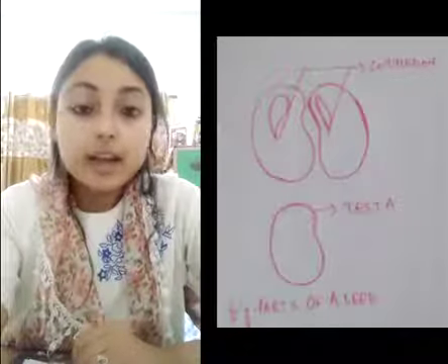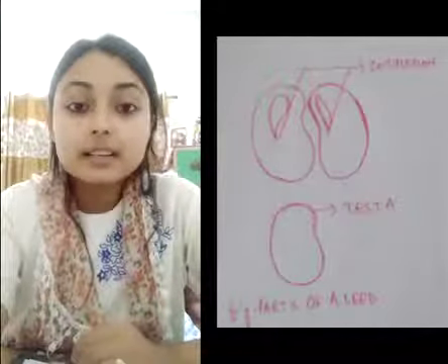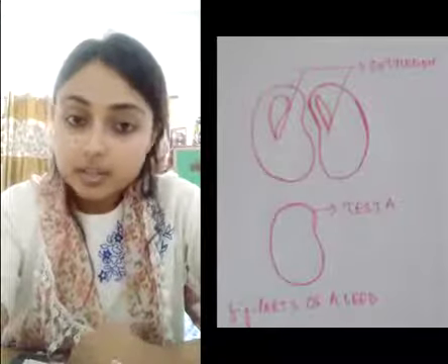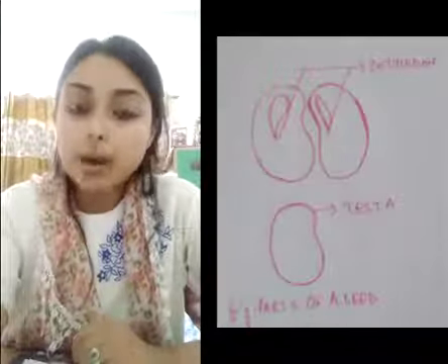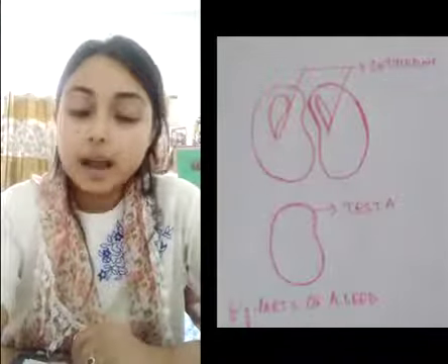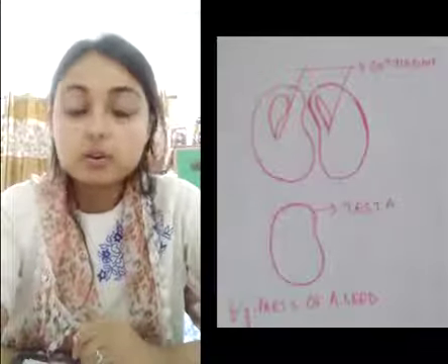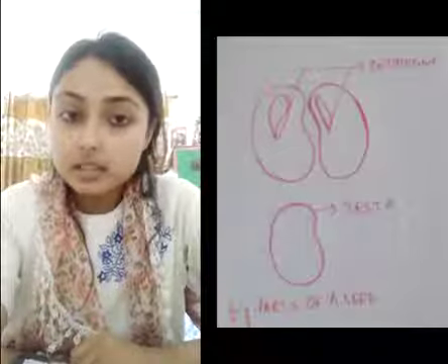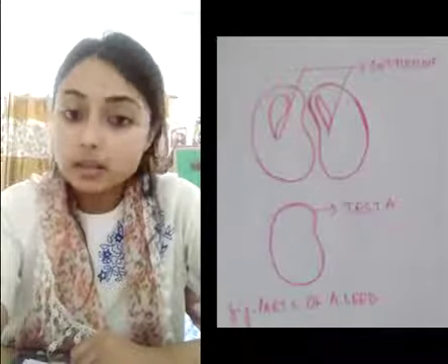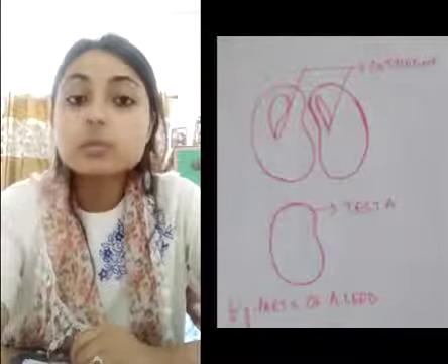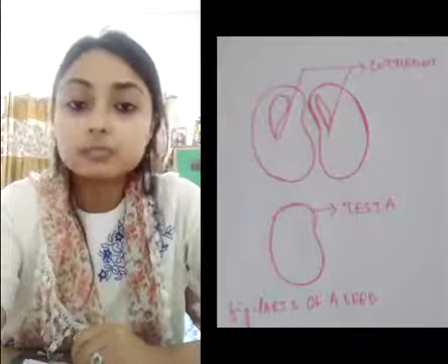In the language of science, this tiny hole that is present in the seed is called micropyle. M-I-C-R-O-P-Y-L-E, micropyle. So it allows the inward flow of water.